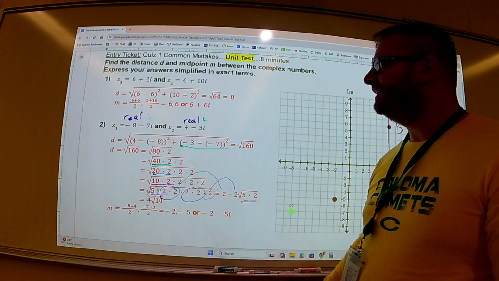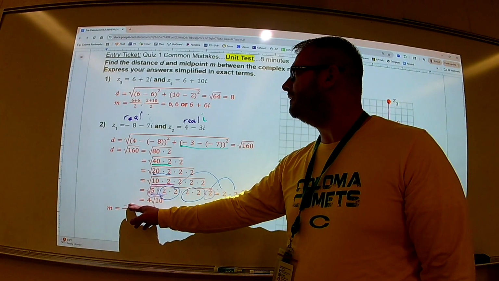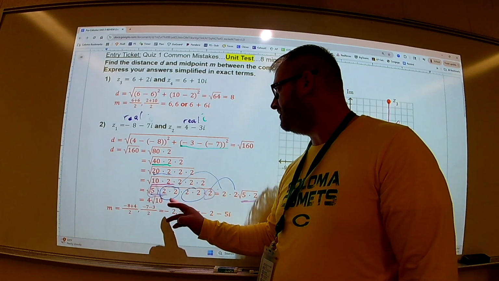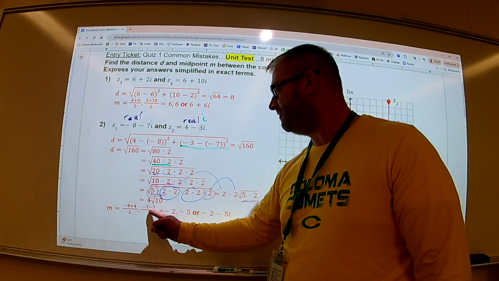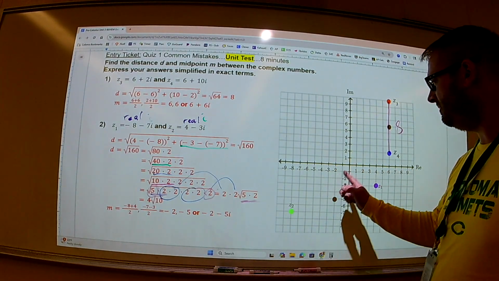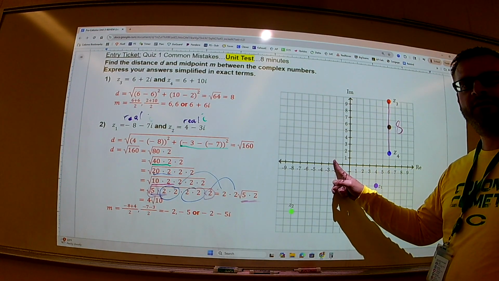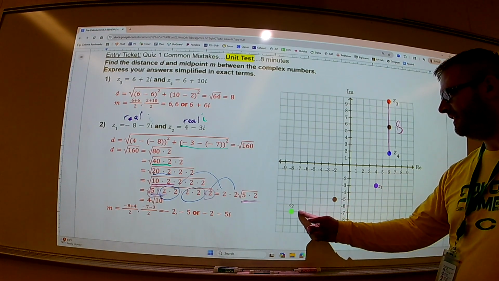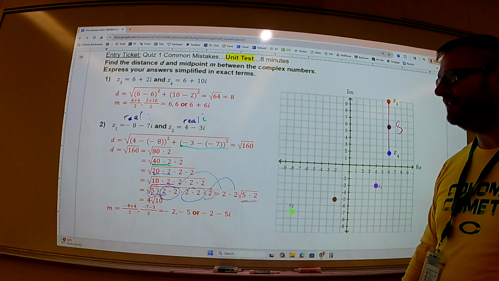Finding our midpoint, again, add the real parts, negative 8 and 4, divide by 2. Add the imaginary parts, negative 7 and negative 3, divide by 2, and we get negative 2, negative 5. Ultimately, that would be negative 2 on the real scale and negative 5 on the imaginary scale. As you can see, that point is in the middle.